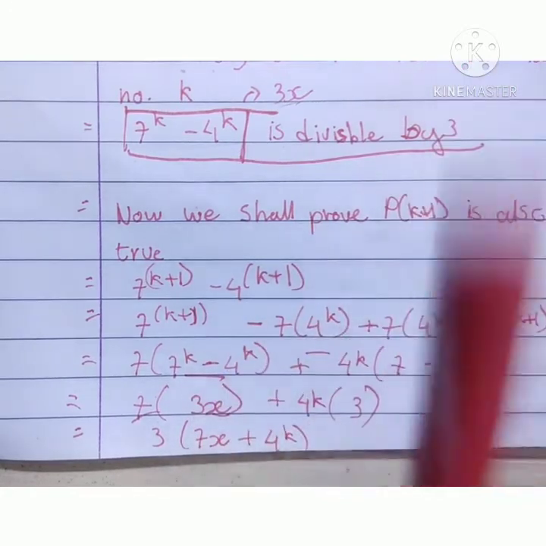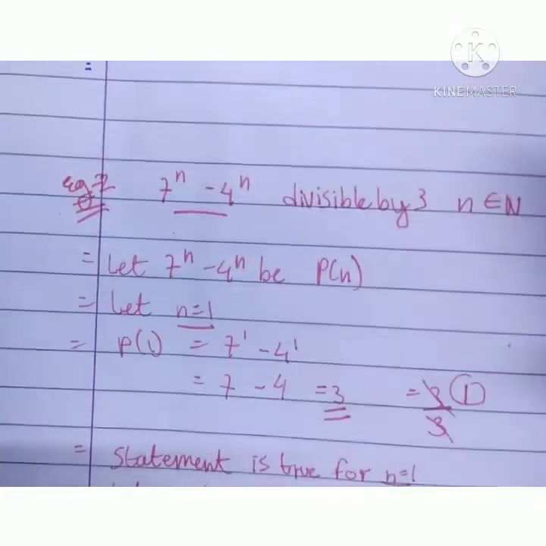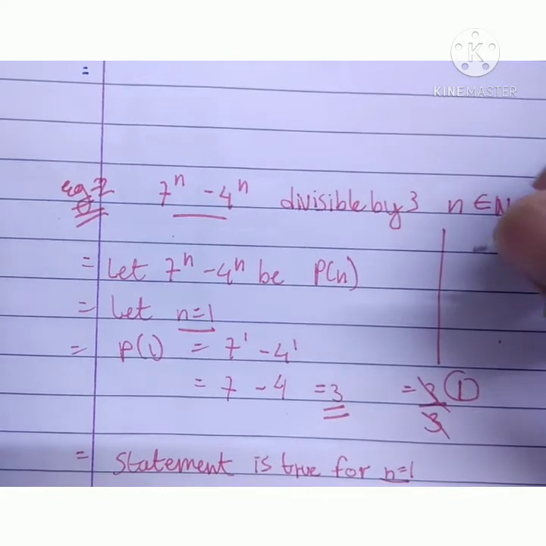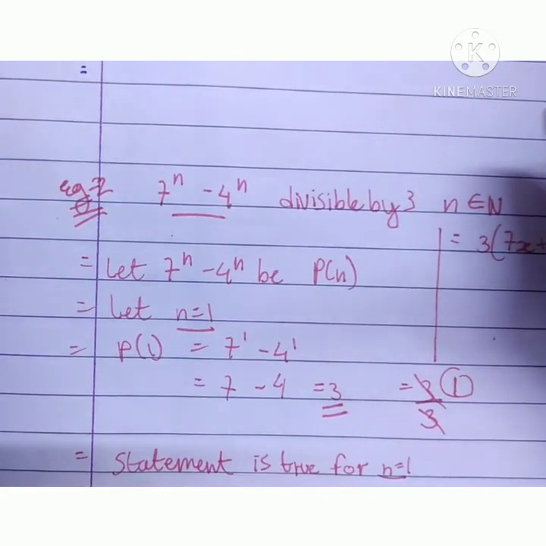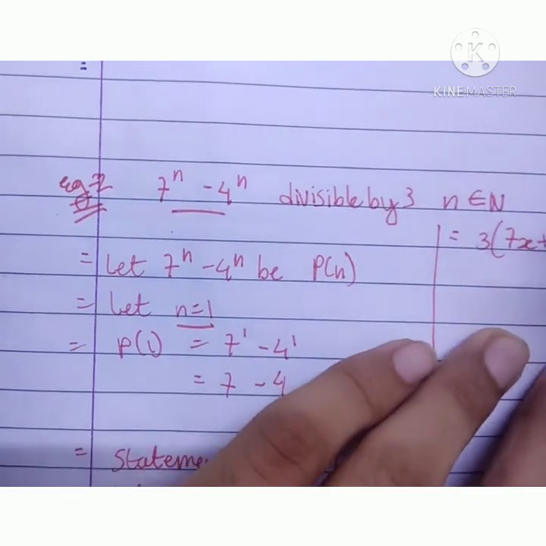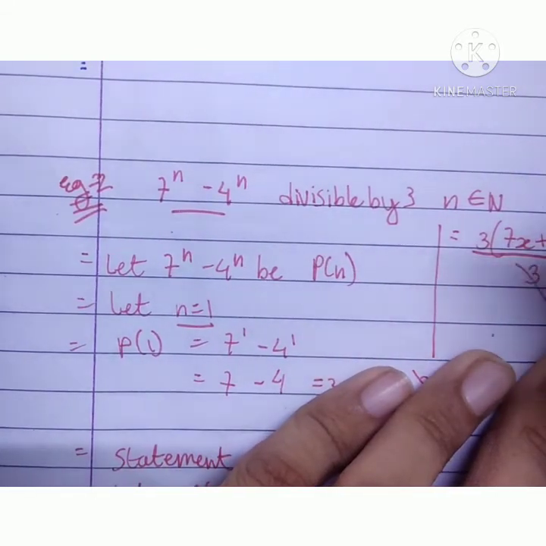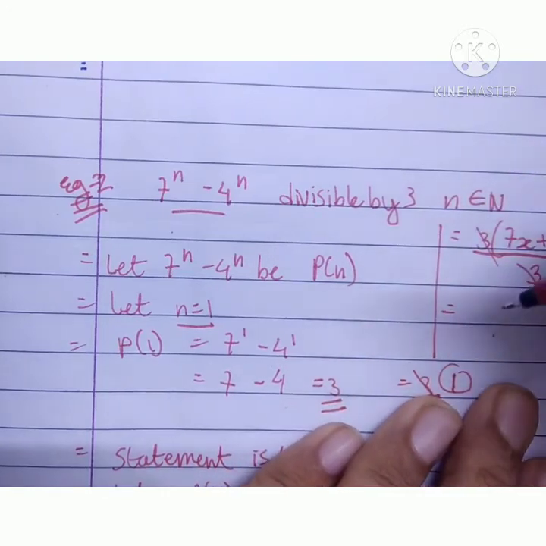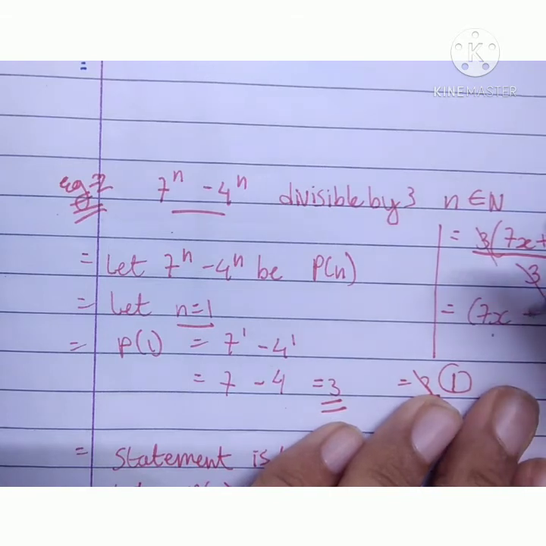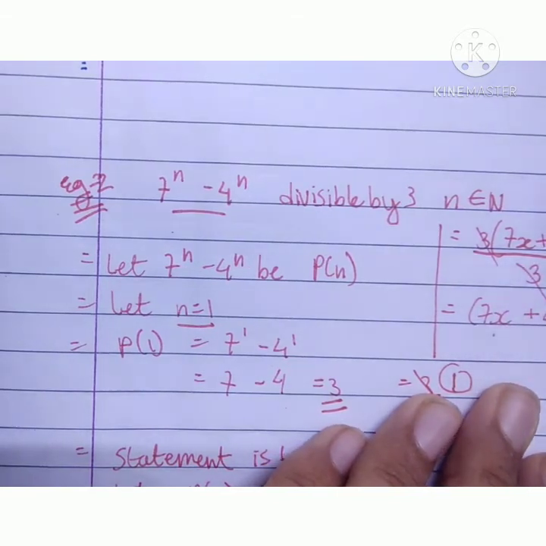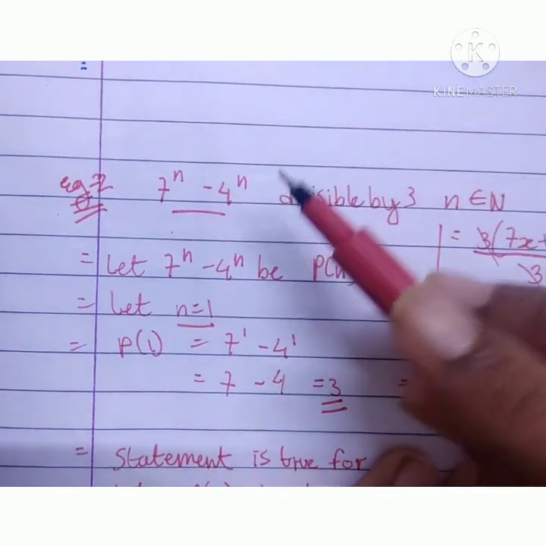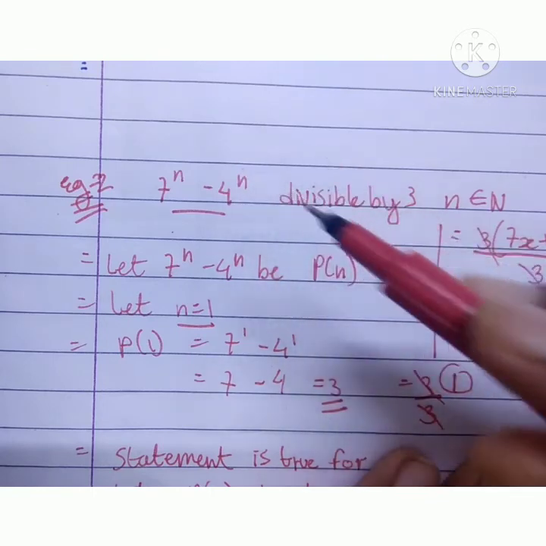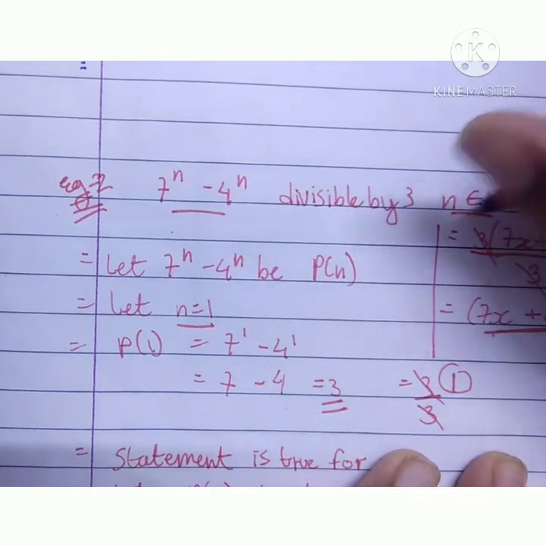Now let me move the camera here because there is less space left. I can see that we have 3 multiplied by (7x plus 4 raised to k). If we divide this expression by 3, the 3 will cancel, meaning we get an exact answer, 7x plus 4 raised to k. There is no remainder except 0, and we get an exact answer. So by the principle of mathematical induction, we have proved that 7 raised to n minus 4 raised to n is divisible by 3 whenever n is a natural number.